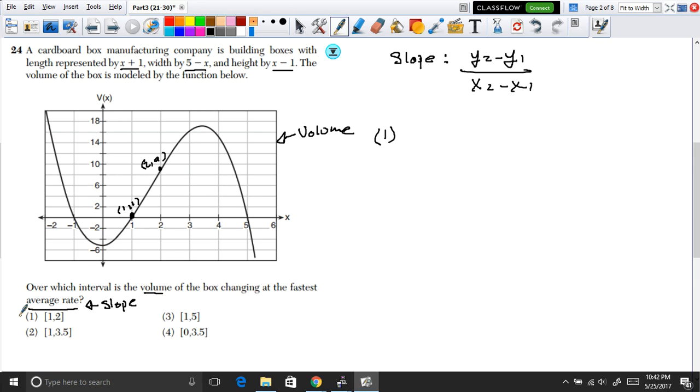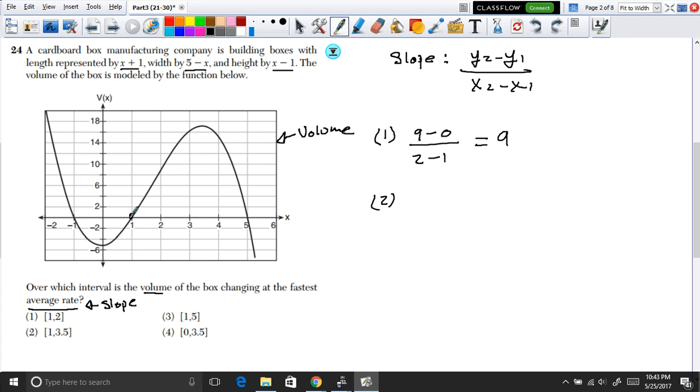Okay, so let's look at this interval and use our slope. We are going to get y2, which is 9, minus 0, divided by 2 minus 1. If you do this in the calculator, you will get that it is equal to 9. Cool. Now in option 2, option 2 is asking for the interval 1 to 3.5. I'm sorry, it seems like I misread the point here.